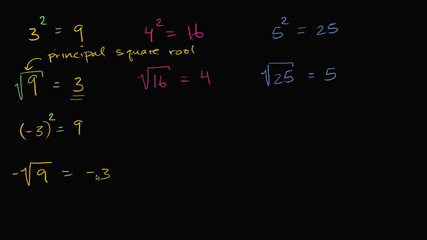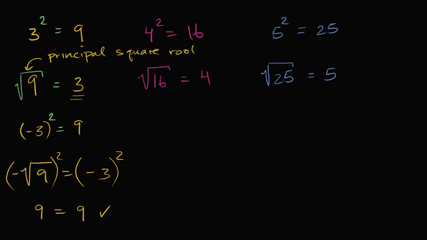What's interesting about this is, if you square both sides of this equation, what do you get? Anything negative squared becomes a positive, and the square root of 9 squared is just going to be 9. On the right-hand side, negative 3 times negative 3 is positive 9. So it all works out. 9 is equal to 9.